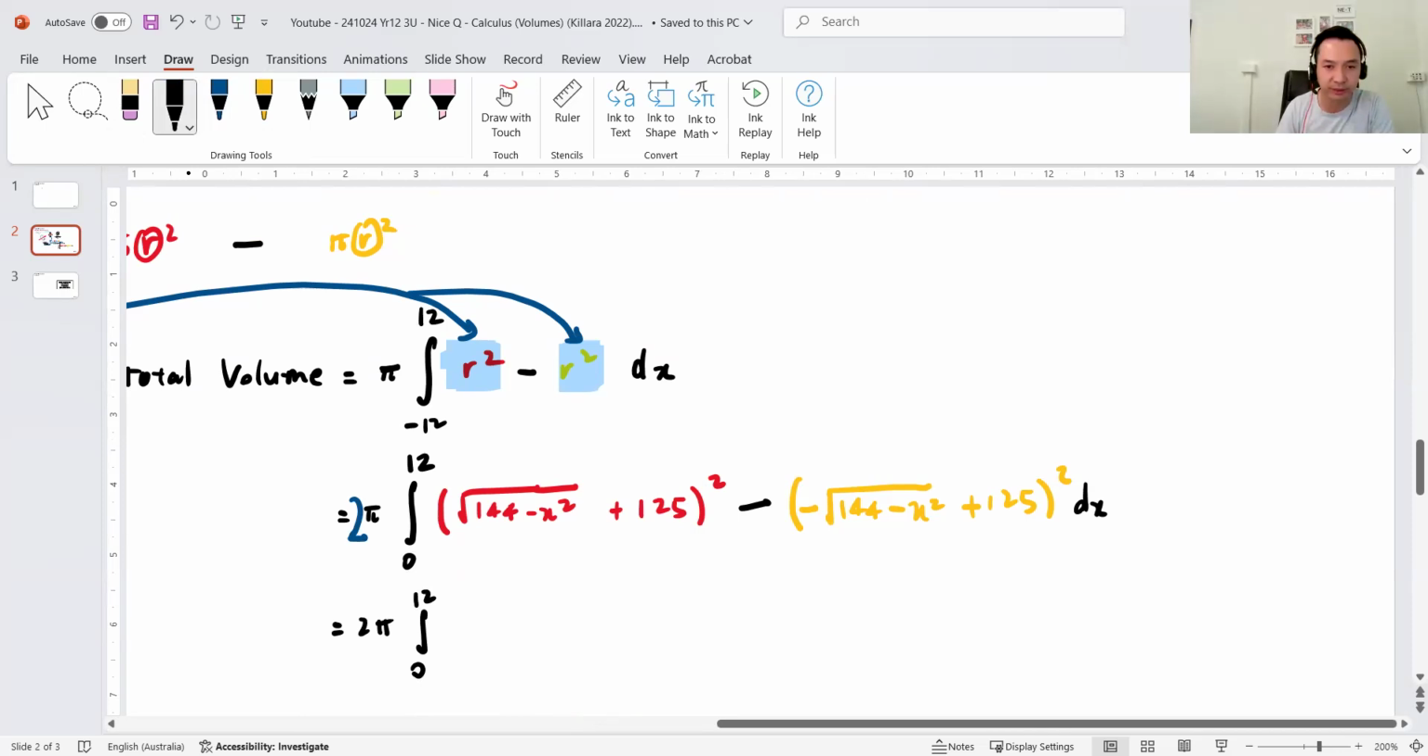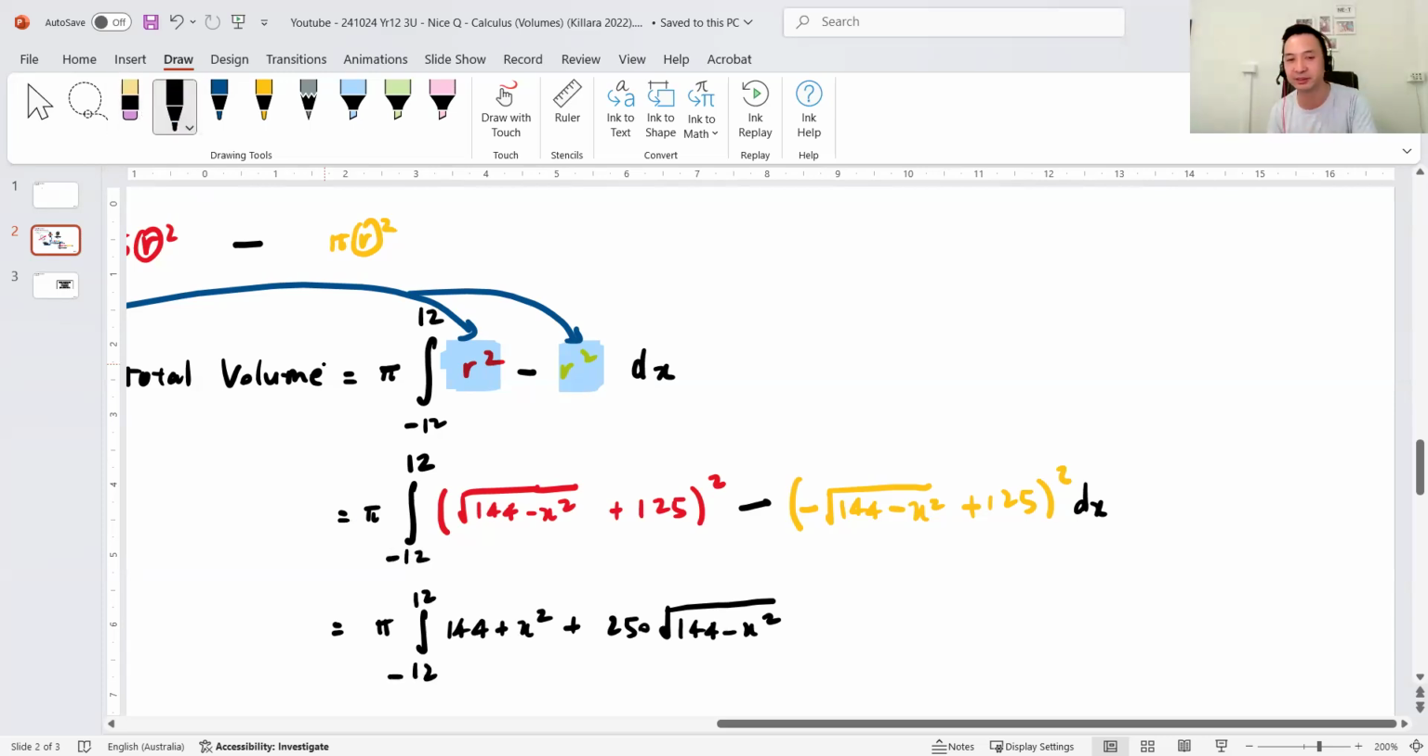Let me just check that. Perfect. Let me expand this. So what do I get? When I expand that perfect square, I get 144 plus x squared plus 2 times that, 250 root 144 minus x squared. Actually, you know what? No, I'm going to leave this limit. Sorry, I'll show you why. It's actually easier for me to explain when I leave the limits as they are. Okay, well, let's leave the limits.